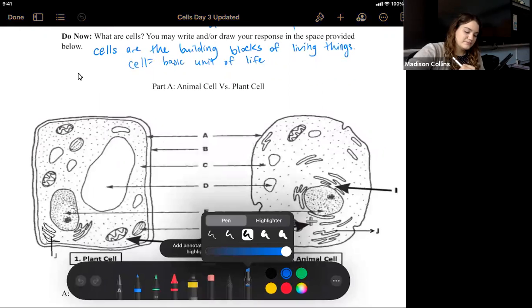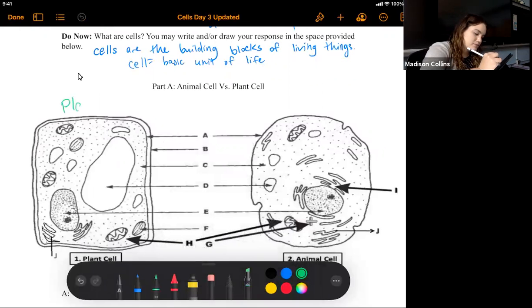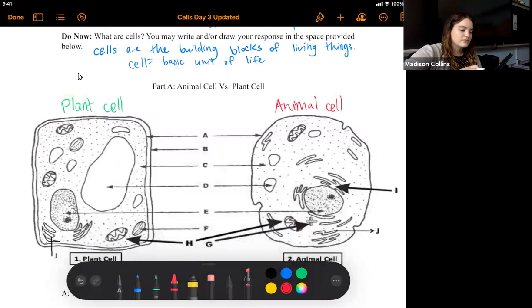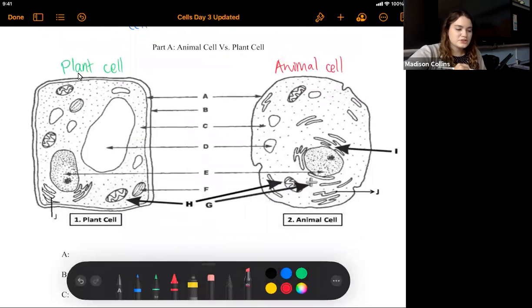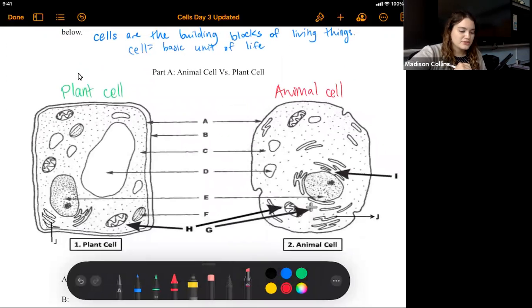So on the left here, this is a plant cell. And on the right, we have an animal cell. And just at first glance, you should already be able to pick out some key differences between these two cells because they're not identical. Right? We see that plant cells are square and animal cells are more round or circle shaped.